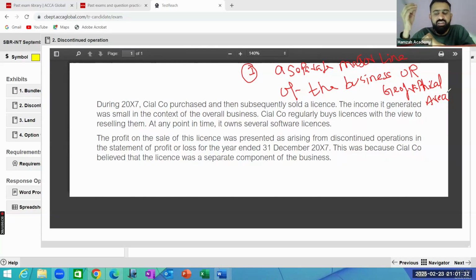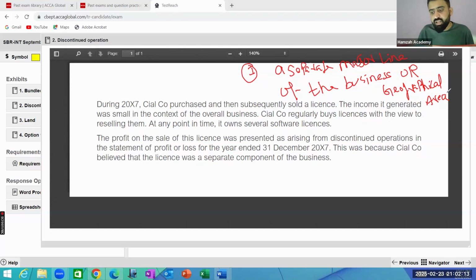Now, if they decide to dispose of, or classify as held for sale, one of the major lines of their business, maybe they decide that they are going to cease the dairy farming business, and that dairy farming business represents a major line of the business, meaning a material part of the business, or they are going to discontinue their major line of a business from a geographical area, then that component can be a discontinued operation.